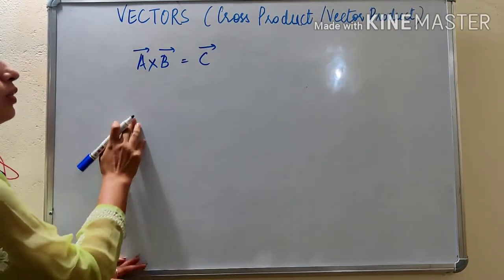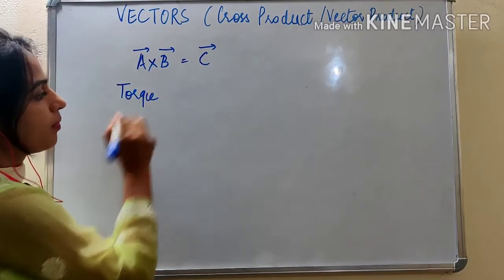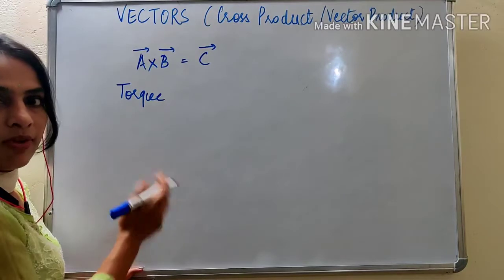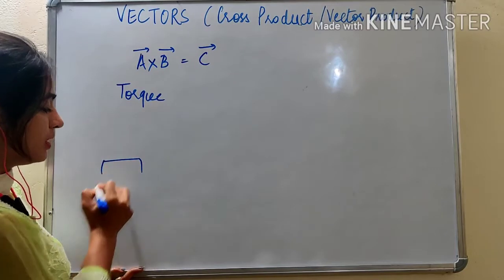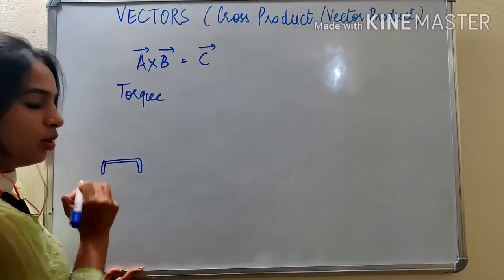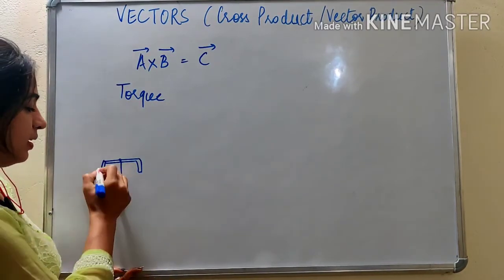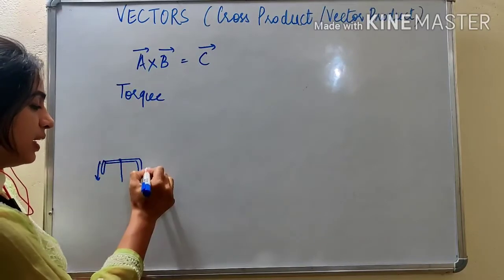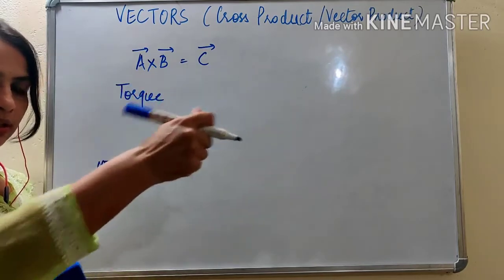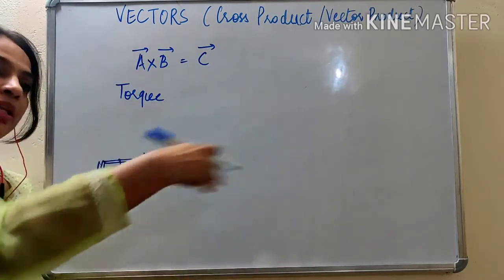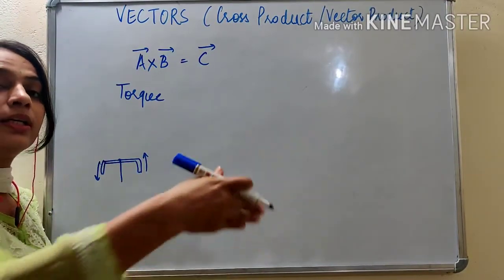Now, an example: we've studied torque. What is torque? For example, the handle of a cycle, this is the handle of a cycle, this is the center part. To turn this bicycle, you have to apply one force in this direction and one force in this direction, right? Then only the handle of the cycle will turn and your cycle will turn. That means, what is that turning effect? That force is called the torque, which creates a turning effect.